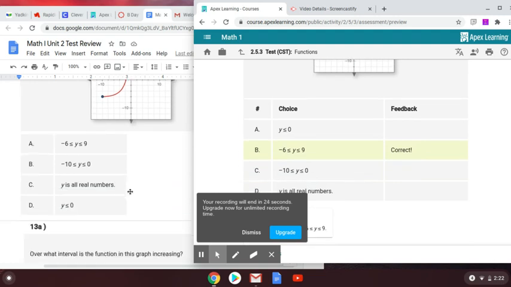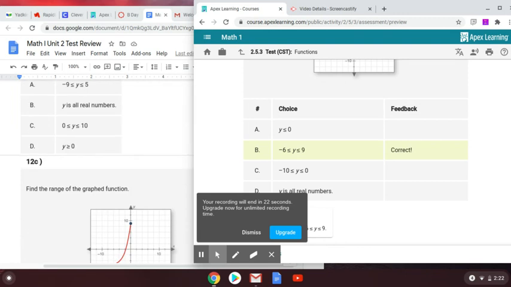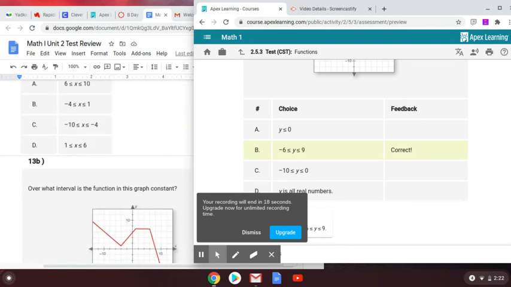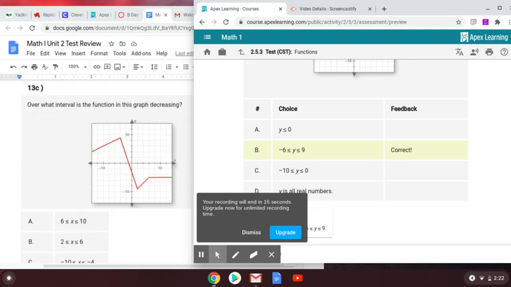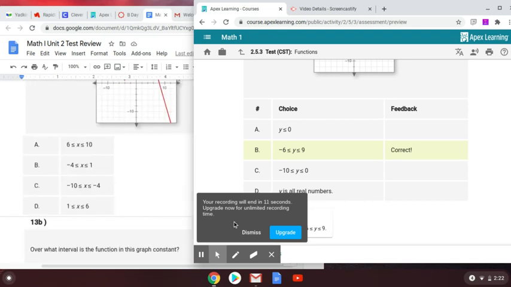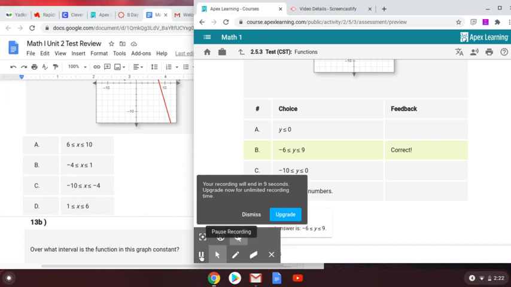I have 25 seconds. Let's see. How many 13s do I have? I have 3, and I can't get all those in 10 seconds. So I'm going to go ahead and stop, and I'll include the rest in a little bit.